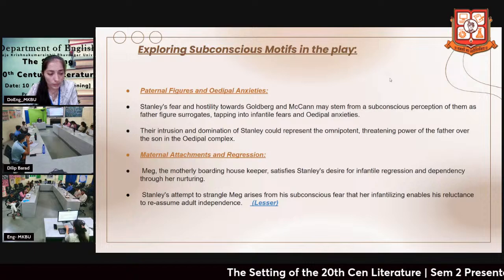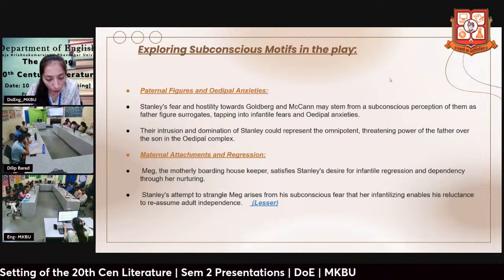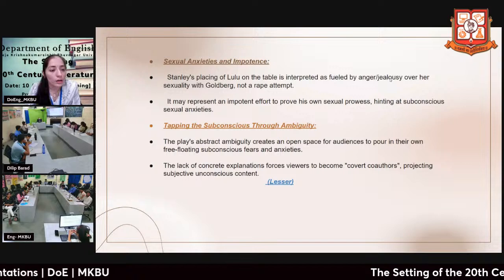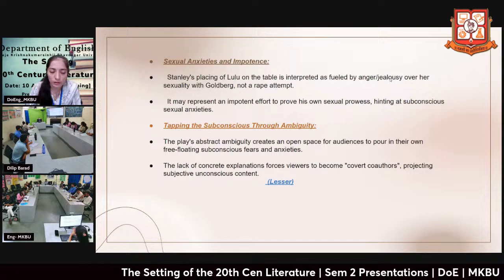This information I have also taken from Simon O. Lesser's article, Reflection on Pinter's The Birthday Party. Sexual anxieties and impotence we see in Lulu's case, in her rape, where we find it is unrecognizable that Wood did rape her.